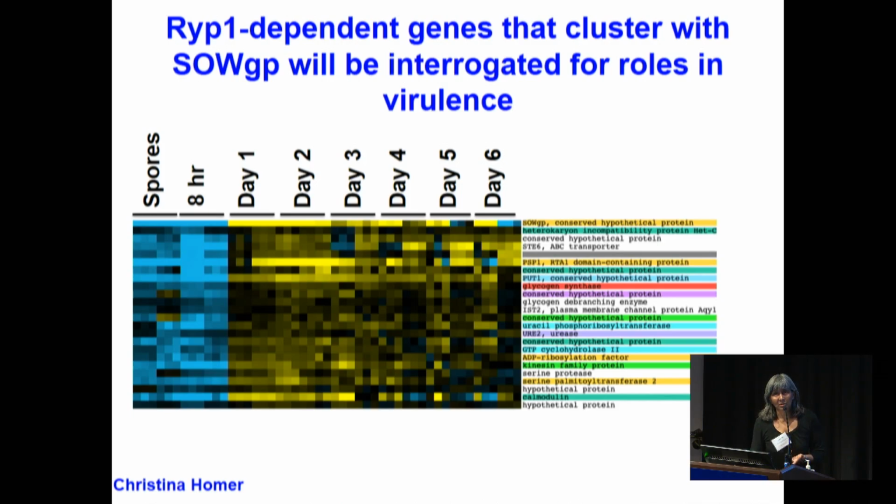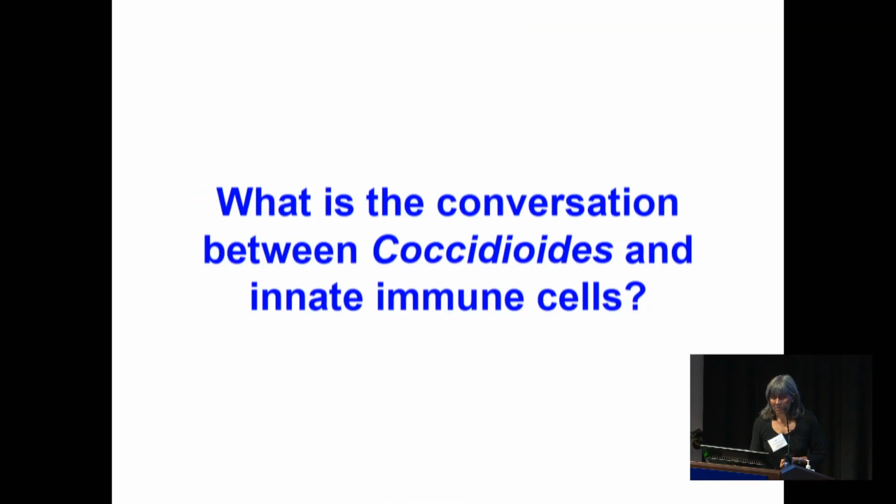So in the future, we're going to be taking these candidates and mutating them in Coccidioides and looking at the effect in the mouse model of infection. Okay, so I'd like to tell you just a little bit at the end then about what we're trying to look at in terms of Coccidioides and innate immune cells.